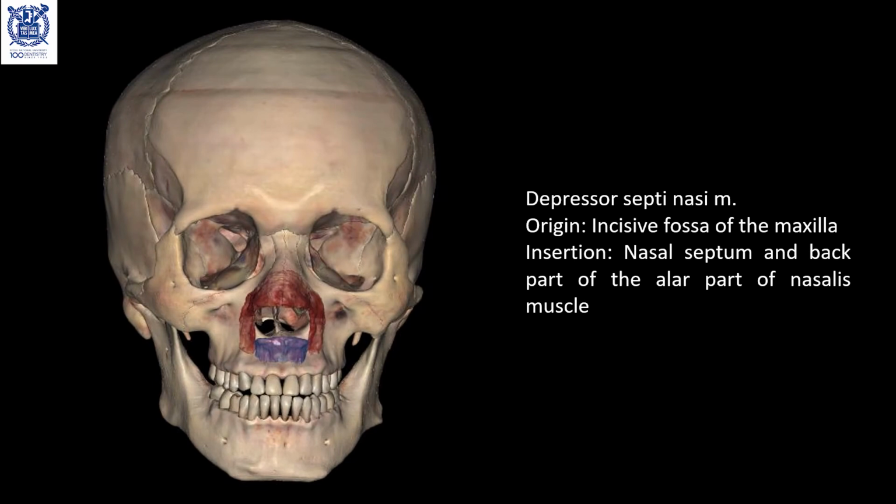Depressor septi nasi muscle. This muscle connects the incisive fossa of the maxilla and the orbicularis oris muscle to the mobile septum of the nose. It arises from the incisive fossa of the maxilla. It may also partially originate from the orbicularis oris muscle. Its fibers ascend to be inserted in the nasal septum and the back part of the alar part of the nasalis muscle. It lies between the mucous membrane and the muscular structure of the lip. Depressor septi nasi muscle draws the ala of the nose downward, reducing the size of the nostril. During rhinoplasty, repositioning of the head of the depressor septi nasi muscle ensures the normal nose position after surgery.